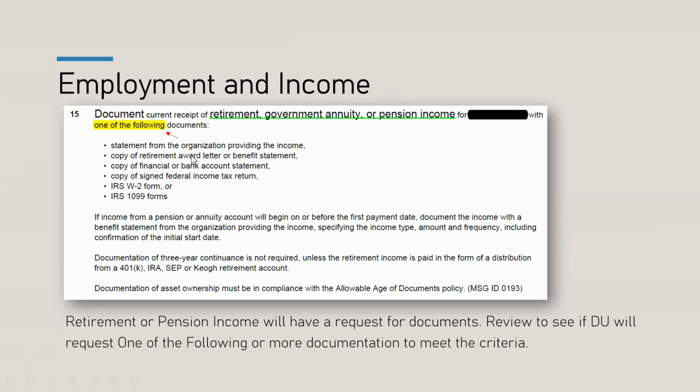For retirement, again, we want to take a look at what it's asking for. Here it's saying one of the following. So you can either give the statement of organization. I have a case where a client gets it monthly and they get a statement monthly, so that was sufficient. A copy of the award letter, you can either provide the 1099 forms they receive, or of course their tax information, because if they file taxes, a lot of the times it'll be on there. So that'll give you that option to be able to use that.